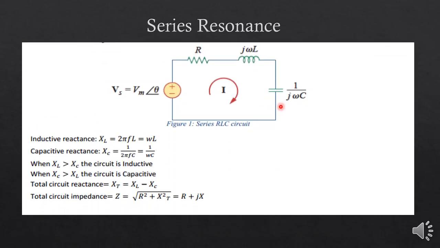Now I will discuss this series RLC circuit. Here is the series resonant circuit. This is the resistance, this is the inductance, and this is the capacitance. At a very low frequency, the inductor behaves as a short circuit as the inductive reactance is quite low. As we move towards a higher frequency, the inductive reactance of the inductor becomes very large.